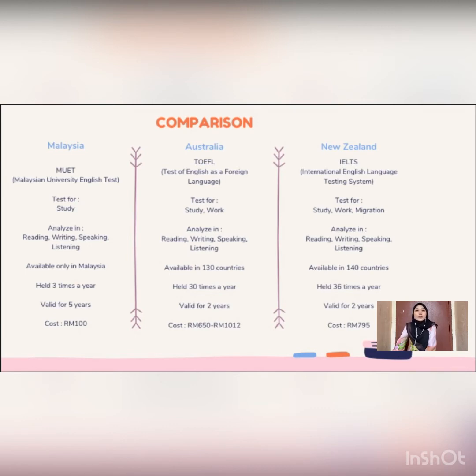Next is Australia. Australian citizens would take TOEFL, that is Test of English as a Foreign Language. These examinations are for them to pursue their studies or to apply for any work field that needs TOEFL as a requirement. TOEFL has 4 different sections, that is reading, writing, speaking, and listening. Compared to MUET, TOEFL is available in 130 countries and it is held 30 times per year.